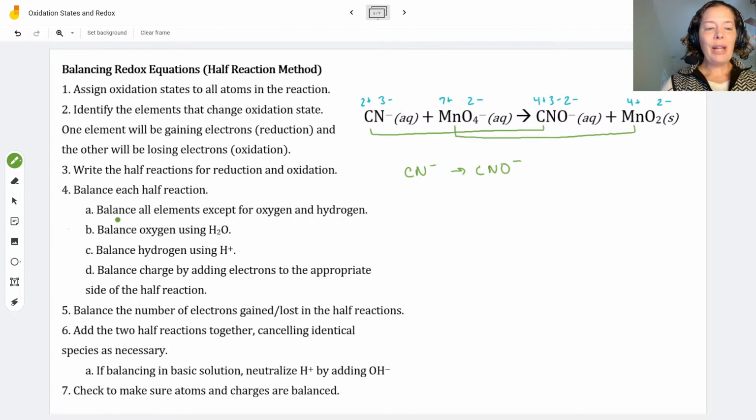We're going to balance all elements except for oxygen and hydrogen, which means I need to balance my carbons and nitrogens, which are already balanced. So that's easy. Balance oxygen using water. I have 1 oxygen on the product side, so I only need 1 water molecule here on the reactant side. And then I'm going to balance hydrogen using H+. So I need 2 H+ on this side.